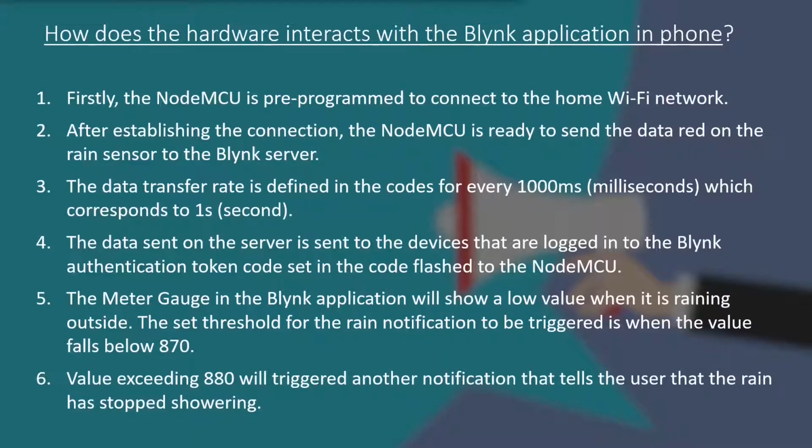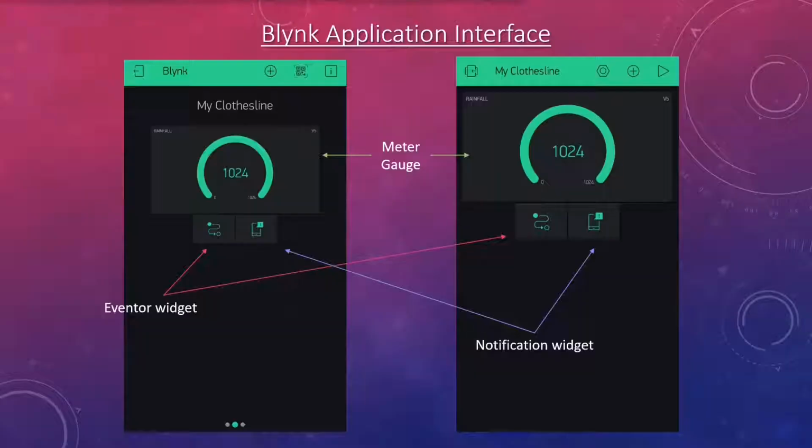It's quite better actually to compensate for that purpose. So this is the Blink application interface, and as you can see, this is the inventor widget, this is the meter gauge, and this is the notification widget, which is for receiving the notification from the Blink server.